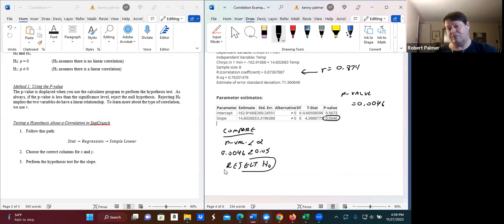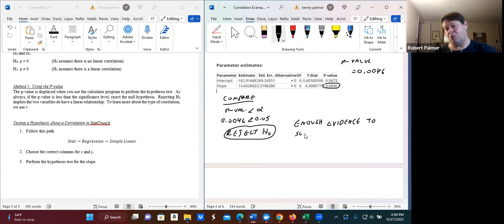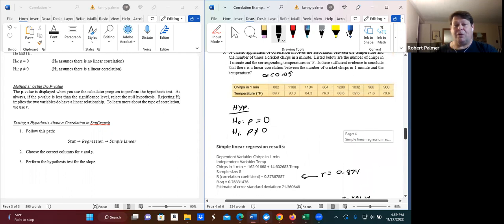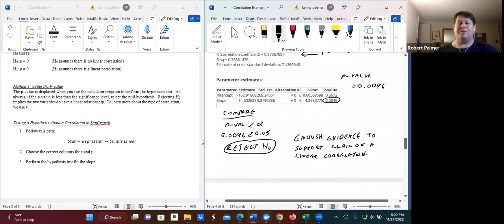the null hypothesis. And so there's enough evidence to support the claim of a linear relationship or a linear correlation. More precisely, we would say between the temperature and the number of times a cricket chirps in 1 minute. So there's enough evidence, we reject at that level.